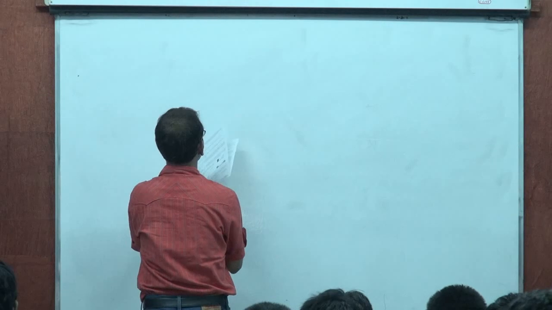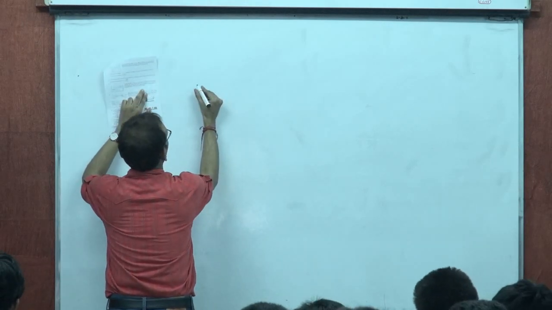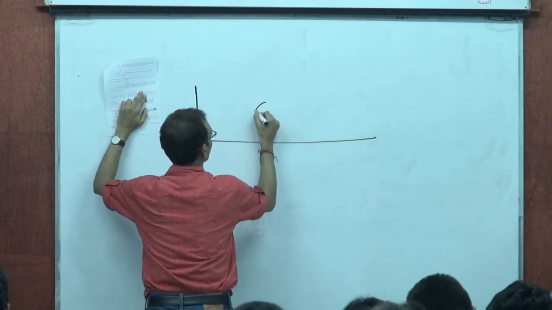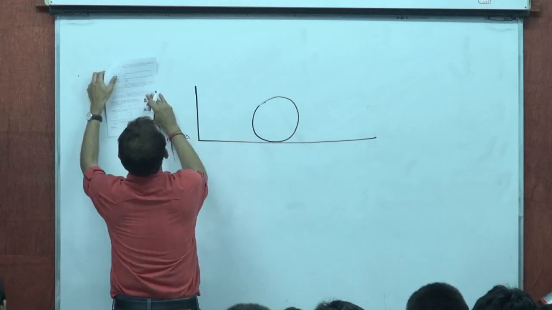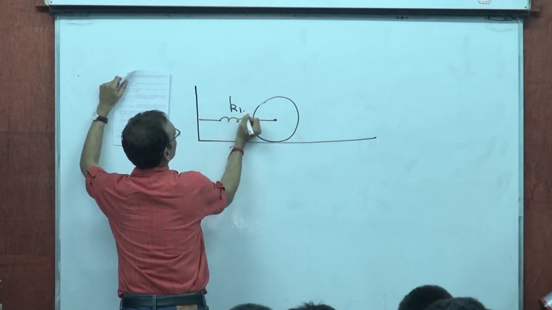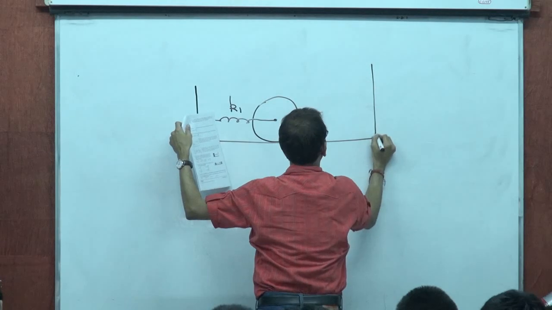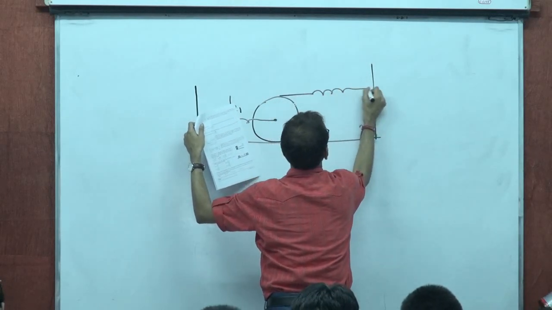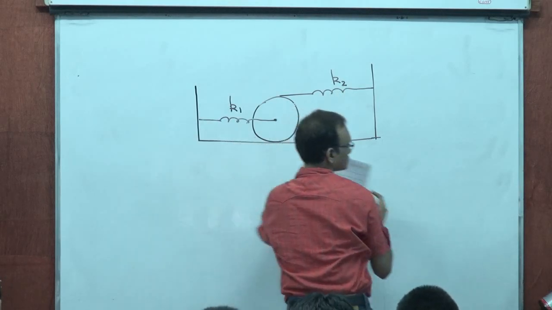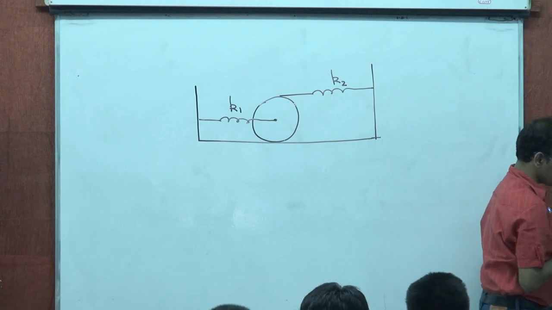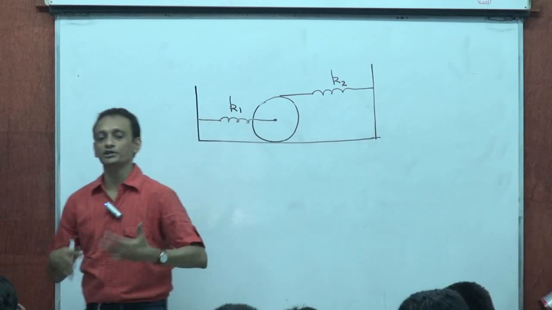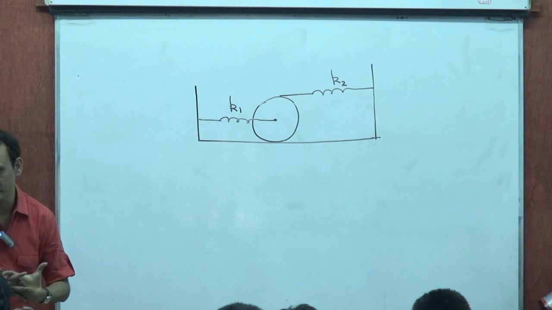Look at 7. Solid cylinder. Cylinder rolls. And we want to find the period of oscillation of the cylinder.